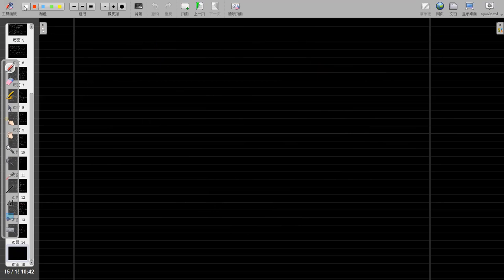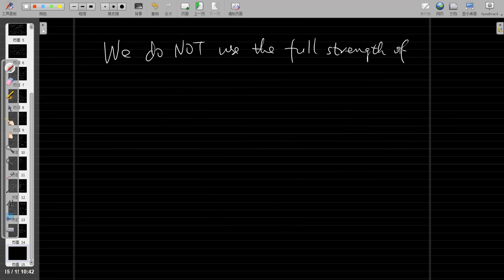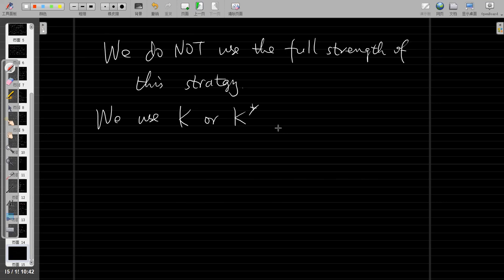So just as I mentioned, we do not use the first Chern class in this strategy. That means we use the canonical bundle K_X or K_X star. So in some sense it is very special.